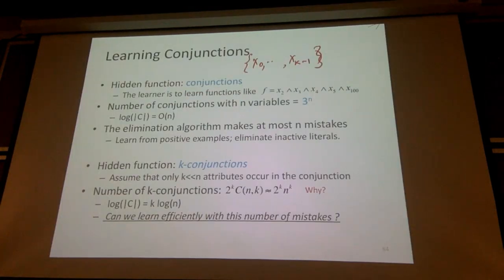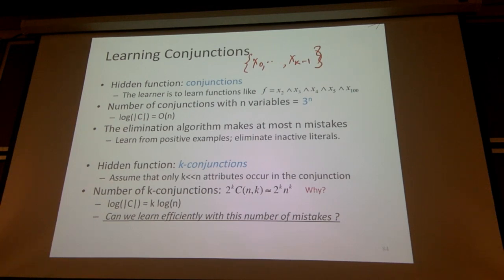So the number of k conjunctions is n choose k times 2 power k, which, very crudely, you can approximate as 2 power k times n power k. You take the log of that, it's k log n. So the number of mistakes that the halving algorithm makes on k conjunctions is just k log n. N is the dimensionality.